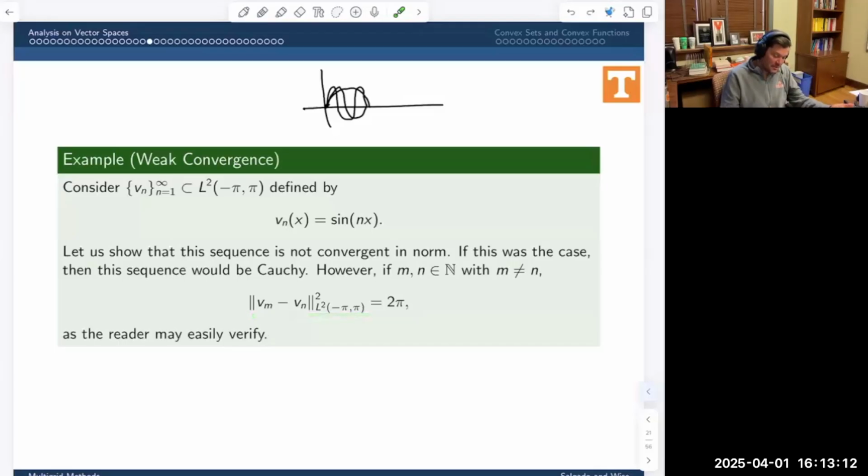The easiest way to do that is for any m and n which are not equal to each other, the difference in the L2 norm squared is equal exactly to 2 pi. So there's absolutely no way that this sequence can converge, right? This number is finite no matter what the value of m and n is. There are other ways I can show that it's not convergent.